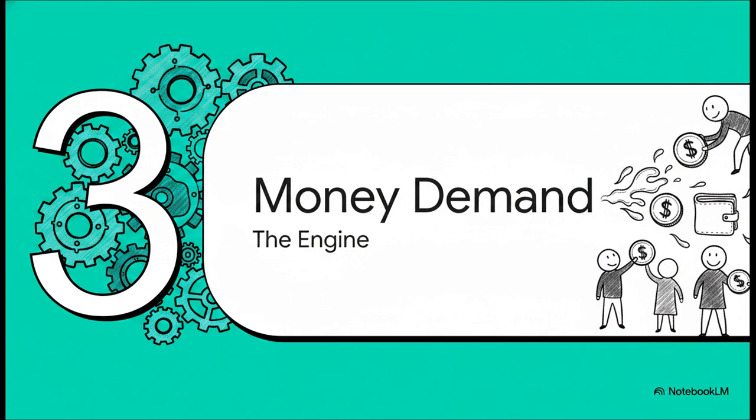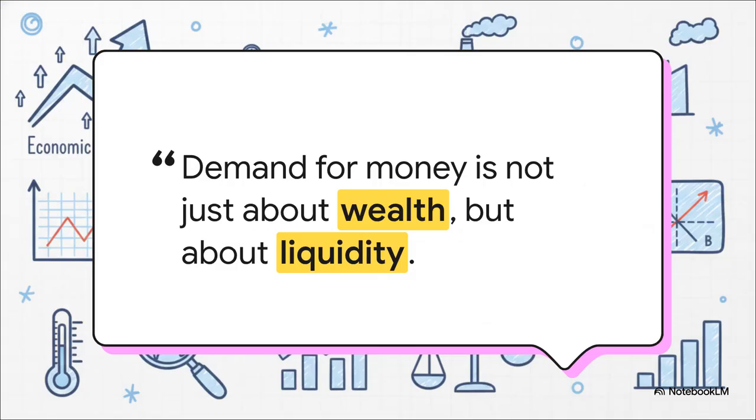Okay, Section 3. Money demand. Let's talk about the engine. To really understand this engine, we have to look at ourselves, human behavior. The legendary economist John Maynard Keynes pointed out something super profound. He said, "We don't demand money just to be wealthy. We actually demand it for liquidity."